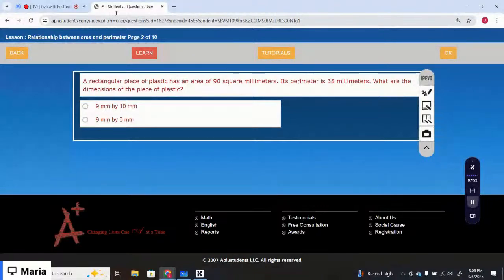A rectangular piece of plastic has an area of 90 square millimeters. Its perimeter is 38 millimeters. What are the dimensions of the piece of plastic?